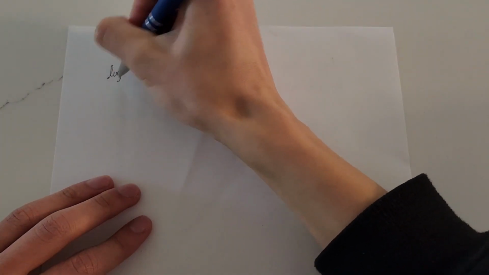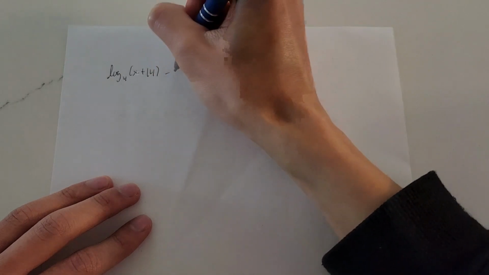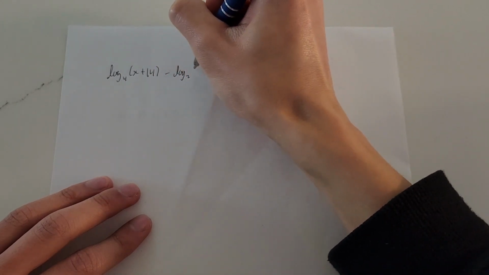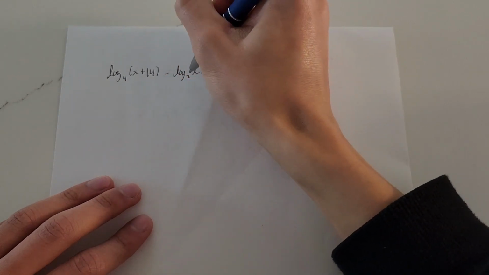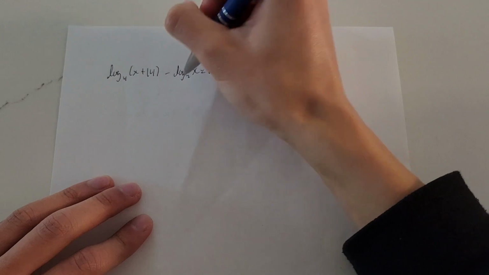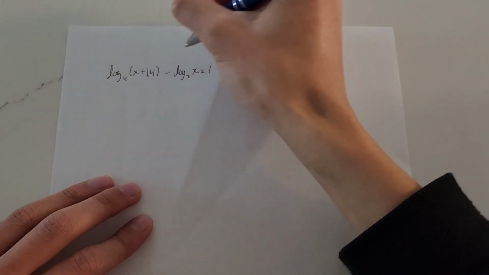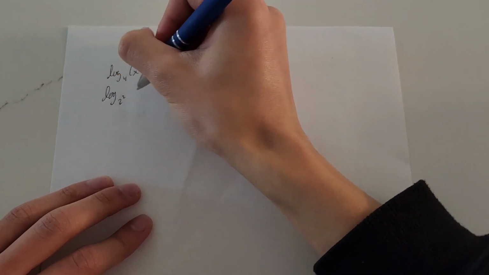So now there is another example on question 17 that requires you to do something similar, where we have log base 4 of x plus 14 minus log base 2 of x is equal to 1. So here we have two different bases, right? We have base 4, base 2. We want to get them to be the same. So what can we do? Use the exact same thing we did before.